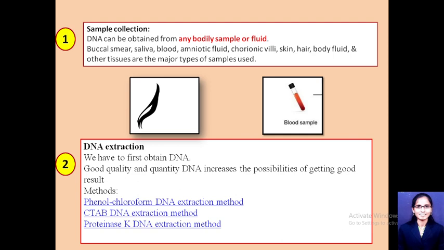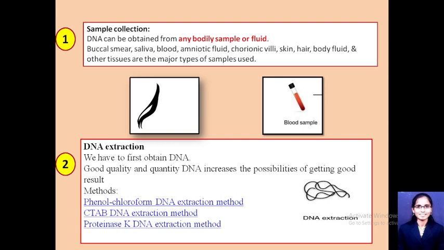Obviously, if the sample is very small, the DNA which we isolate or extract will be very small in amount. The technique of DNA isolation or extraction will differ from tissue to tissue, so there are different methods suitable to the particular tissue. There is the phenol chloroform method, you can use the CTAB DNA extraction method, and we can use the proteinase K DNA extraction method.